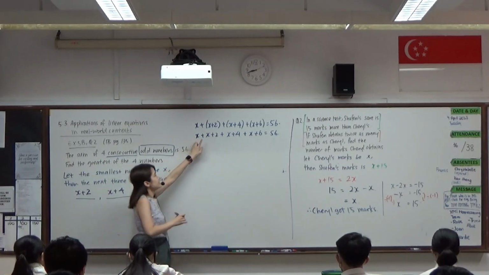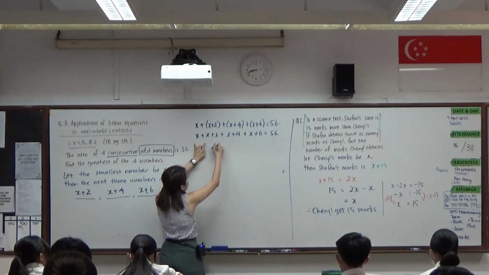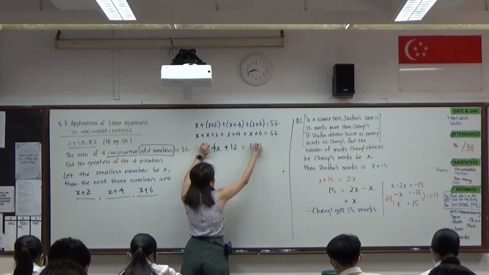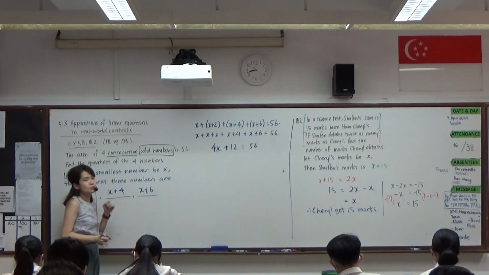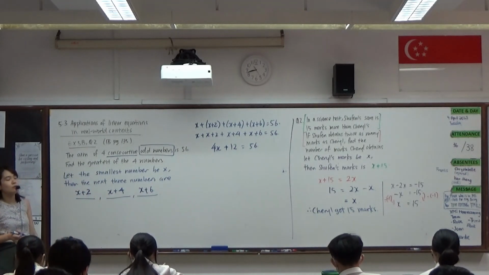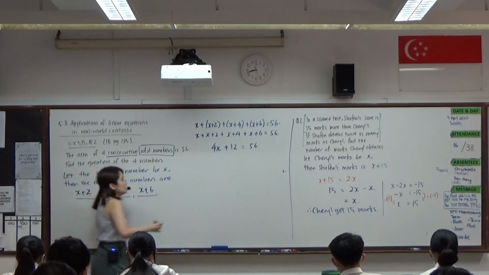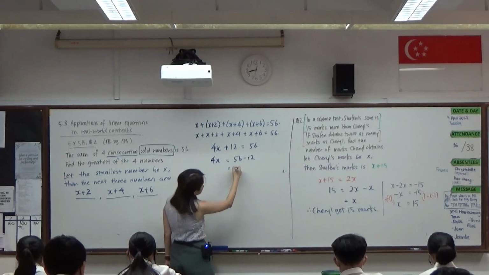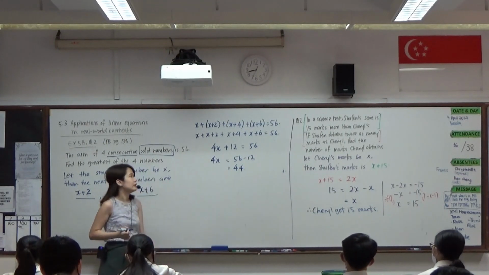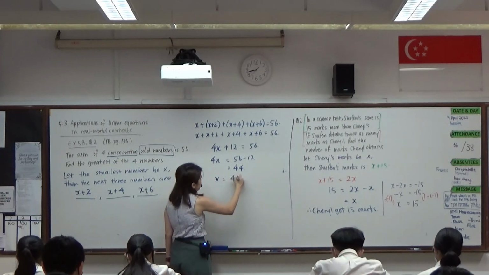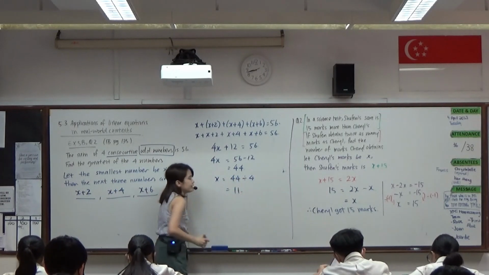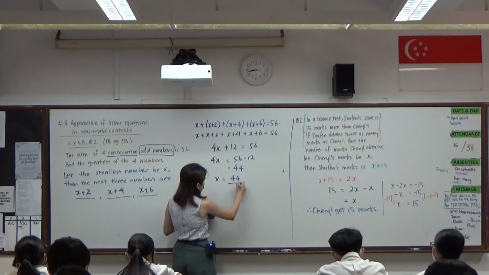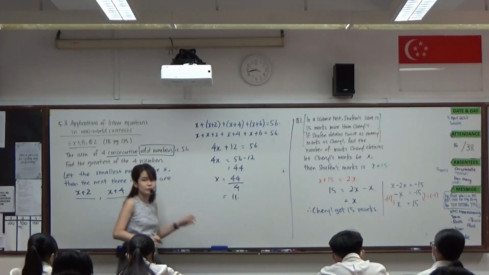So x plus x plus x plus x gives 4x, and 2 plus 4 plus 6 gives 12. So 4x plus 12 equals 56 upon simplification. Then 4x equals 56 minus 12, which gives 44, and x equals 44 divided by 4. That is 11. Instead of doing division, you can always do fraction over 4. So x equals 11.